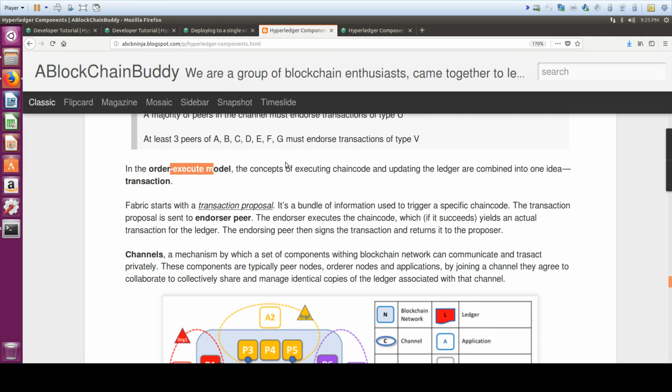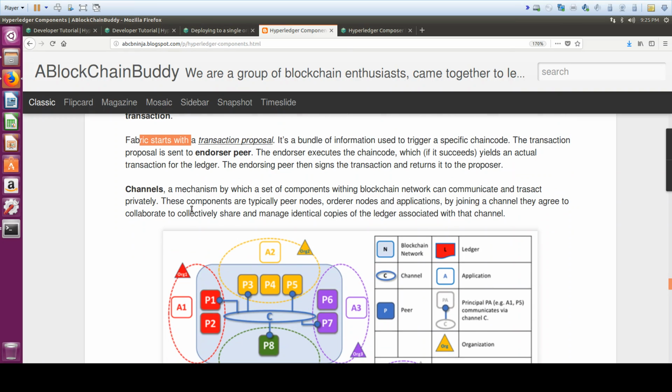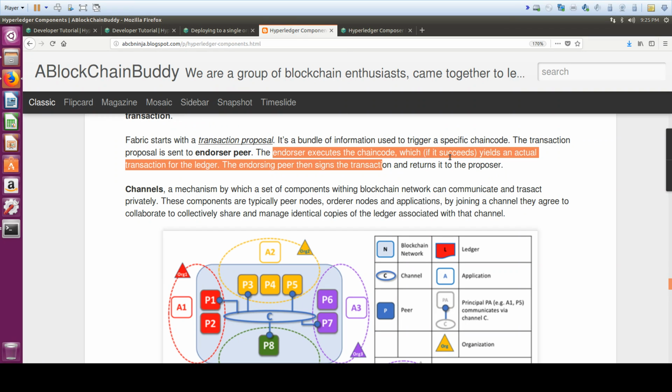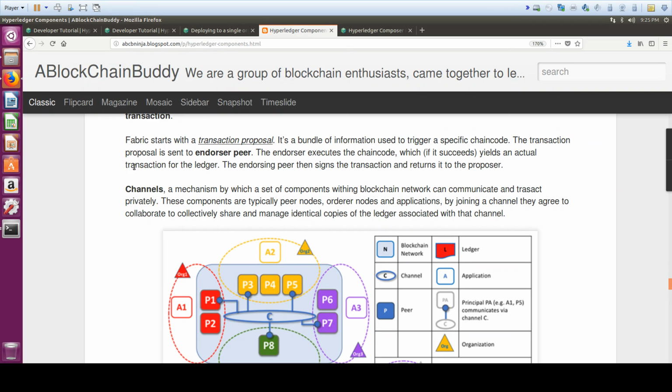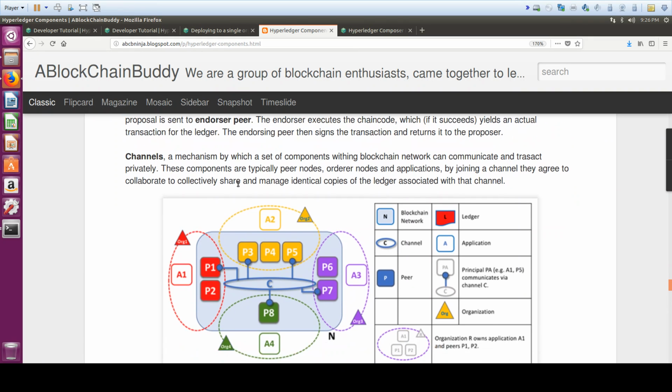Order execute model. The concepts of executing chain code and updating the ledger are combined into one idea: transaction. Fabric starts with the transaction proposal. It bundles information used to trigger the specific chain code. The transaction proposal is sent to the endorser peer. The endorser executes the chain code, which if it succeeds yields an actual transaction for the ledger. The endorsing peer then signs the transaction and returns the proposal. Okay, that's about the endorsing peer.